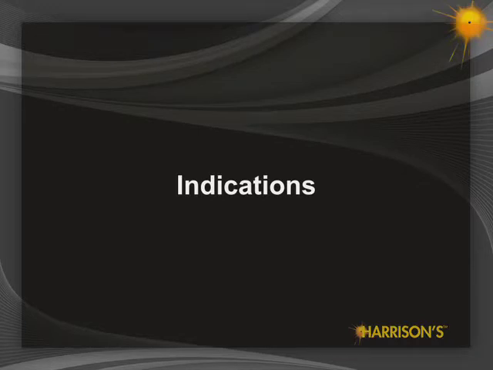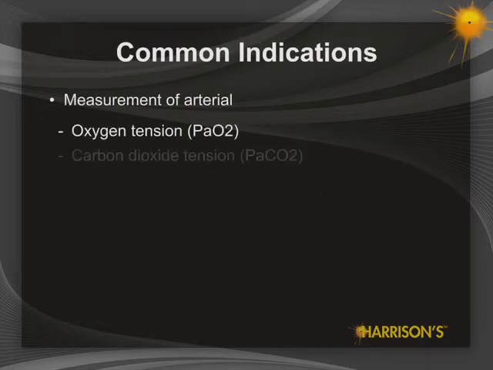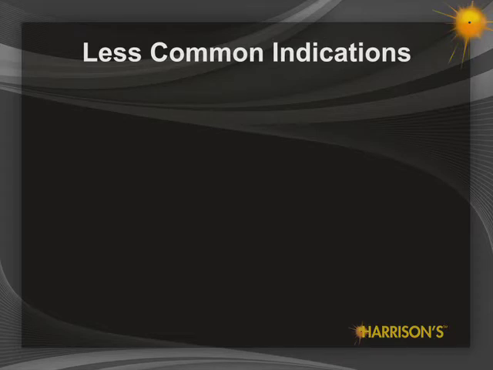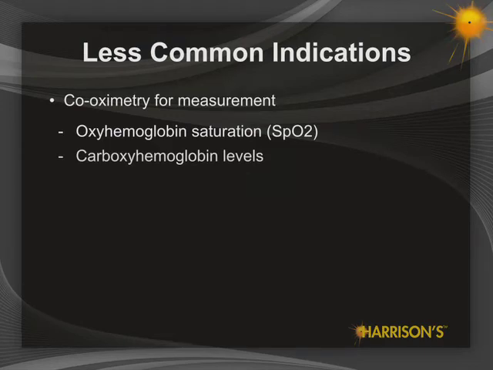The indications for percutaneous arterial blood gas sampling include, most commonly, the measurement of arterial oxygen tension, arterial carbon dioxide tension, and arterial acidity, and less frequently, in patients with a clinical suspicion, co-oximetry for measurement of oxyhemoglobin saturation, carboxyhemoglobin levels, and methemoglobin levels.